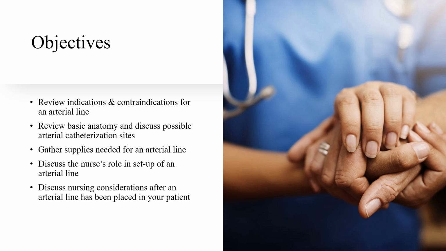All right, so some objectives of the course. We're going to look at indications and contraindications for arterial line use. We're going to look at some basic anatomy and discuss some possible arterial catheterization sites and which ones might be a little bit better than others. We'll talk about gathering the supplies needed for an arterial line setup. We'll talk about the nurse's role in setup of an arterial line, and then we'll look at some nursing considerations that you should consider after the art line has been placed in your patient.